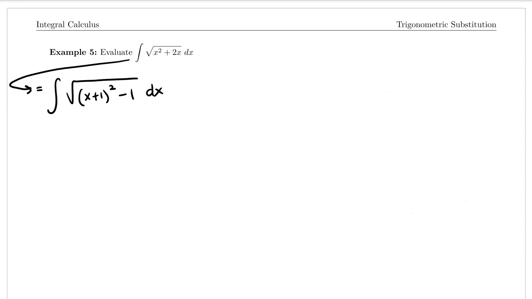Okay, so from here, now what we're going to do is, because x plus 1 is the thing that's being squared, I'm going to say let x plus 1 equal, and then if you look back at our table of trig substitutions, I'm going to rewrite this as our a value is 1, so it's just going to be secant of theta. And from here, I can still take the derivative, and because I have plus 1, the derivative of a constant's 0, so I'm still going to end up with dx on the left side, and then on the right side, I'm going to get secant theta times tangent theta d theta.